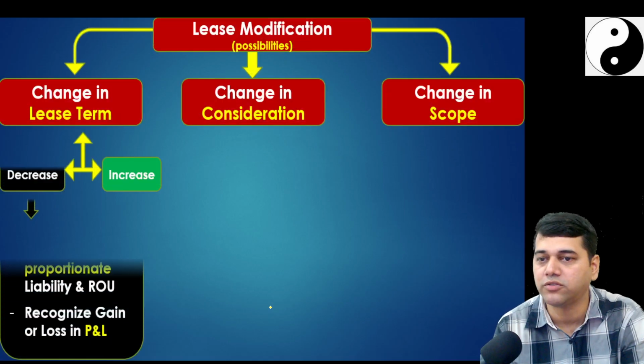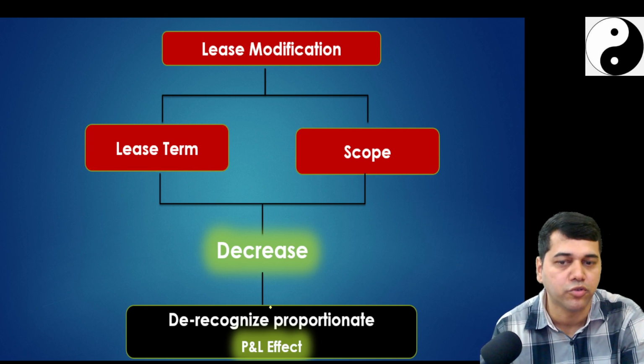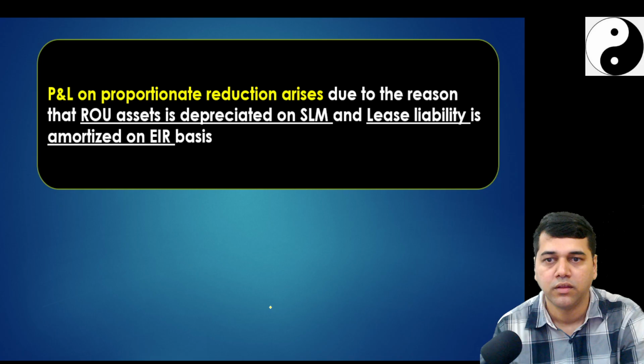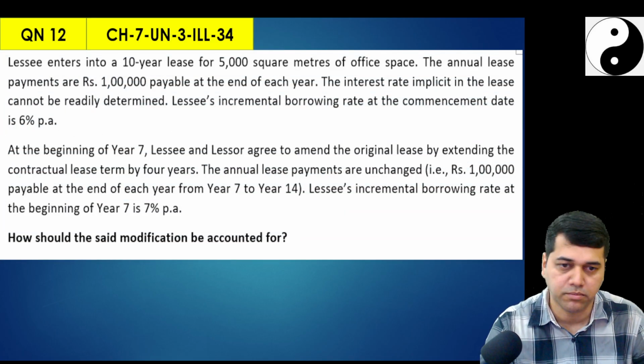Okay, so are you clear, students? Yeah. So only a decrease of term and scope is going to give you the P&L effect. Okay, this I explained to you. Yes, we will move on with question number 12.